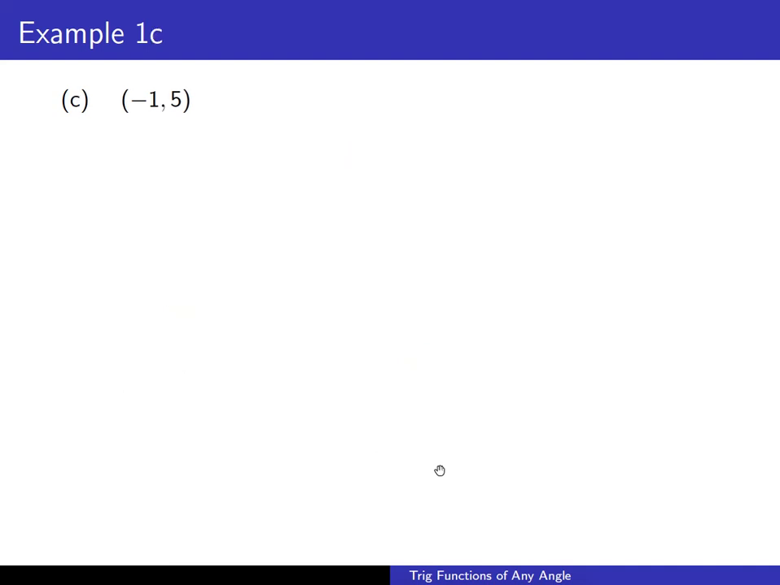All right, our last example for this video, we have negative 1, 5. So here we're in the second quadrant where x is negative and y is positive. 1 squared plus 5 squared is r squared, so r squared is 26, which means r is the square root of 26. And that cannot be simplified any more than it already is. So the sine of angle A in this point is going to be y, which is 5, over r, which is the square root of 26.